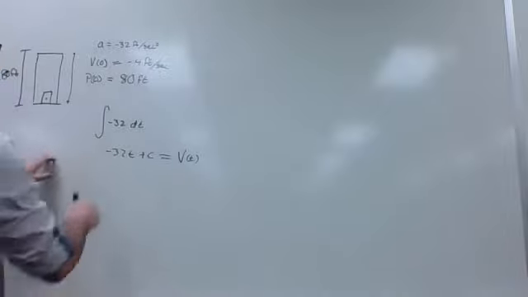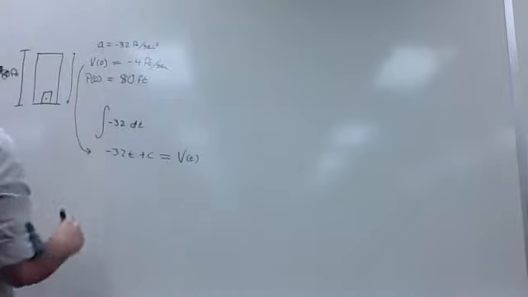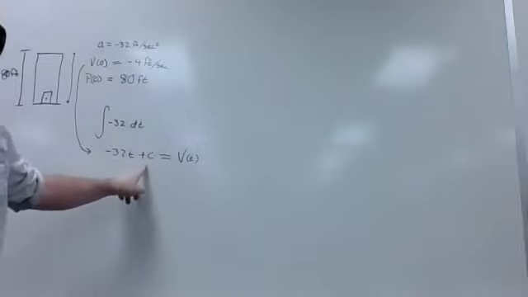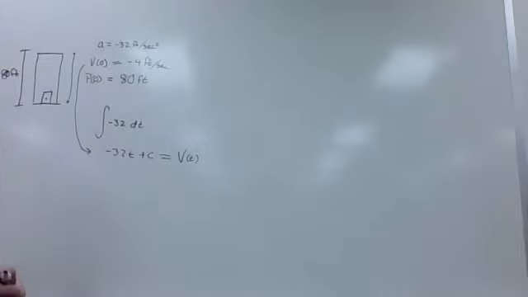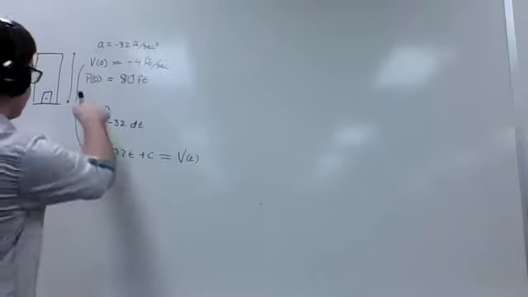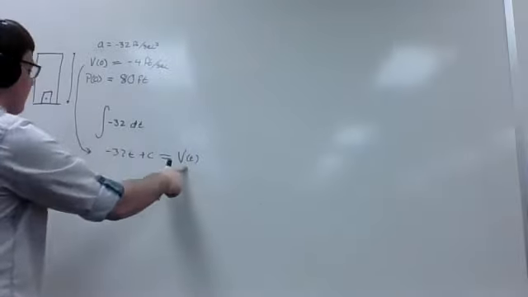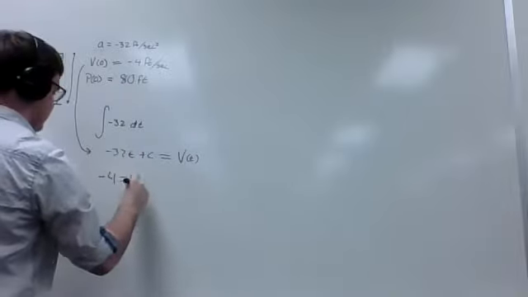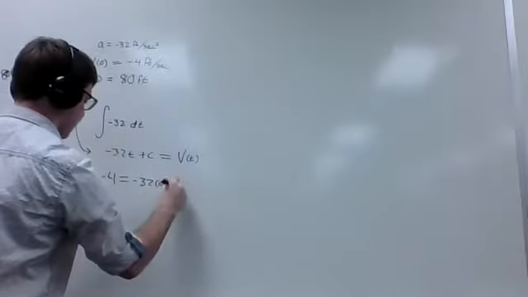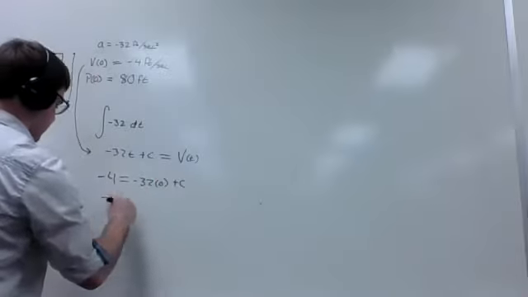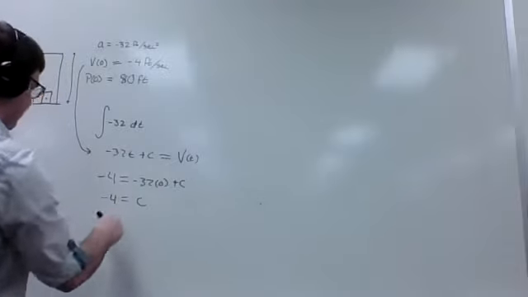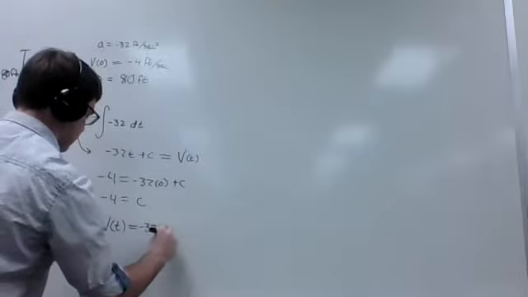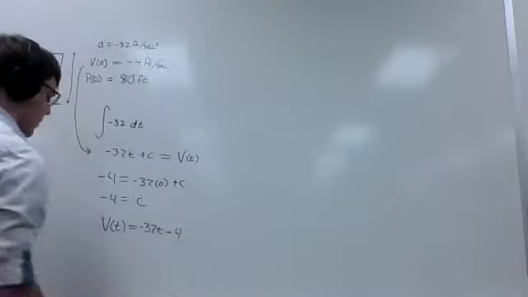And so now we're going to use our initial value to solve for the c value. So we actually have a velocity function. And so the way that we do that is we just plug in our numbers. So we plug in 0 for t, and we plug in negative 4 for v. So we have negative 4 is equal to negative 32 times 0 plus c. So negative 4 is equal to c. So now we can rewrite our function: negative 32t minus 4. There we go.